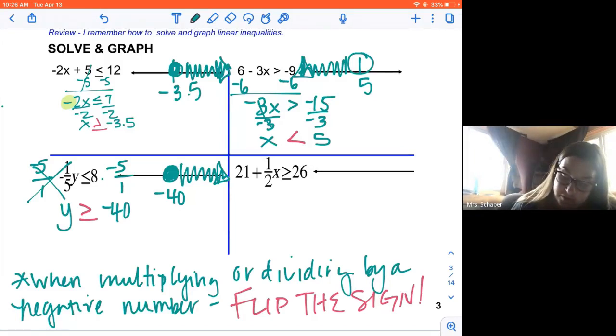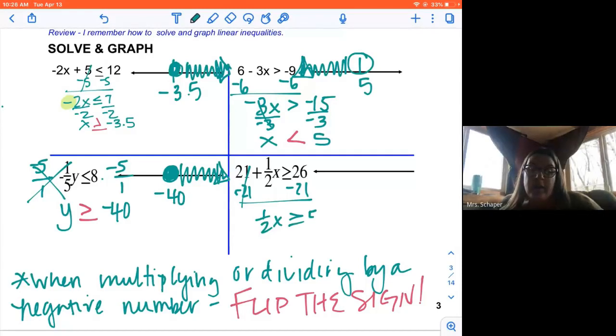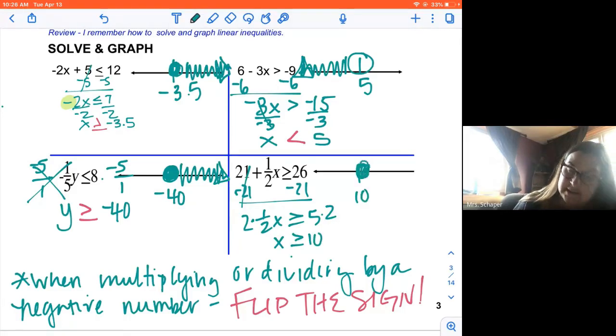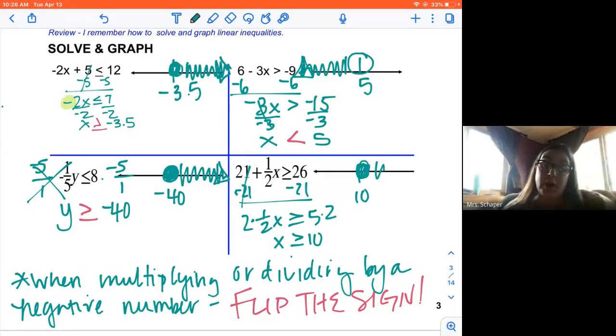So I'm going to subtract 21 from both sides. So 1/2 x is more than or equal to 5. Again, when my fraction is the coefficient, I multiply by the reciprocal. So I get that x is more than or equal to 10. Filled in circle because it's more than or equal to. And I shade to the right because that's the direction that is more than 10.